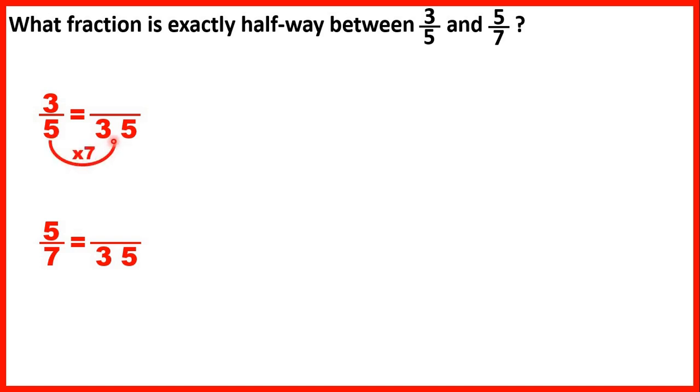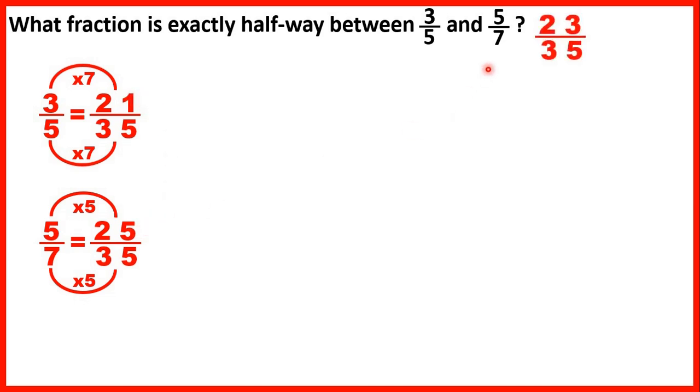5 times 7 is 35, 3 times 7 is 21, 7 times 5 is 35, 5 times 5 is 25. So we need to find the fraction in between 21 over 35 and 25 over 35. So the number in the middle of 21 and 25 is 23. So our fraction is 23 over 35.